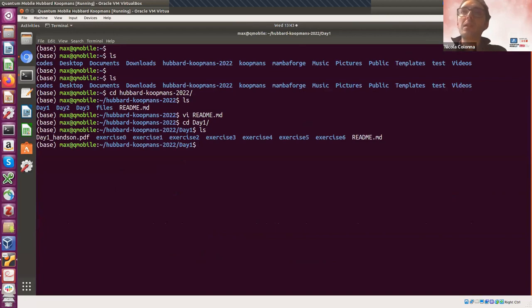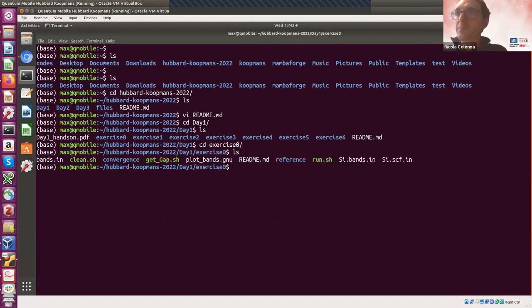And now you see different exercises, and let's start with exercise 0, which is what I was showing in the slide. So in this folder, you see different files, and you see in particular silicon.scf.in. This is the input to run the SCF calculation. This is what I discussed until now. So let's open it again.